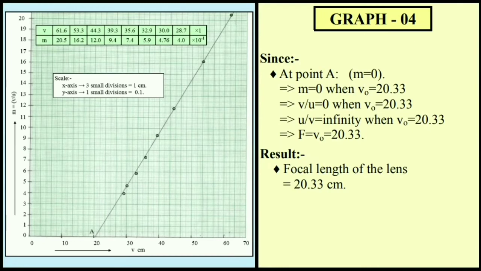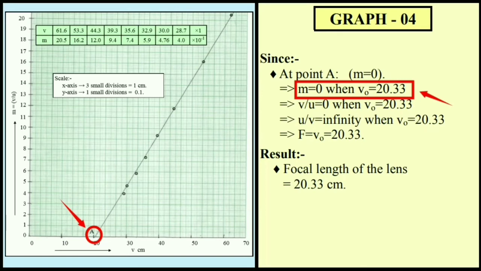Graph number 4. This graph is plotted between m, the magnification, and v, the image distance. This graph too is a straight line. The graph meets x-axis at the point A, and at that point the value of v is 20.33 centimeter. At the point A, m is equal to 0. It means the magnification is 0. That shows that the image is diminished.